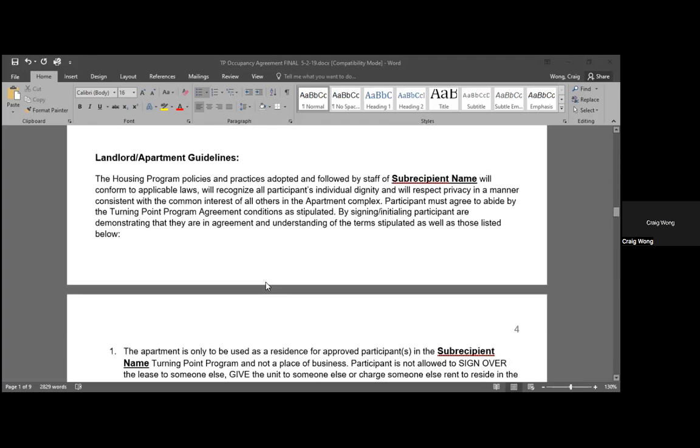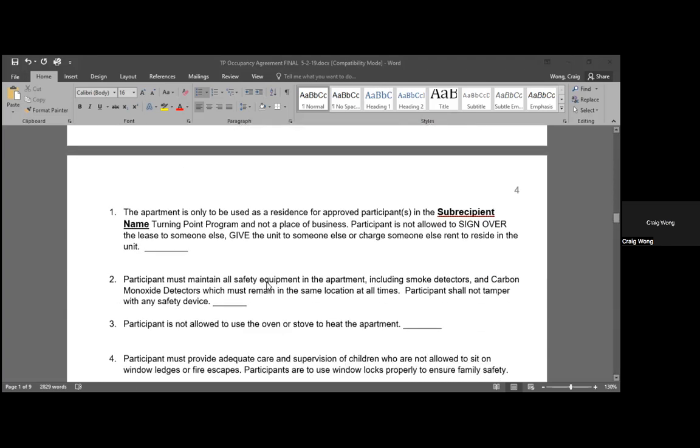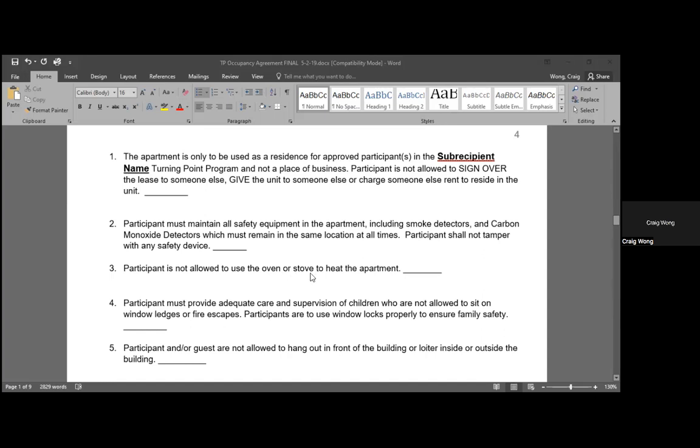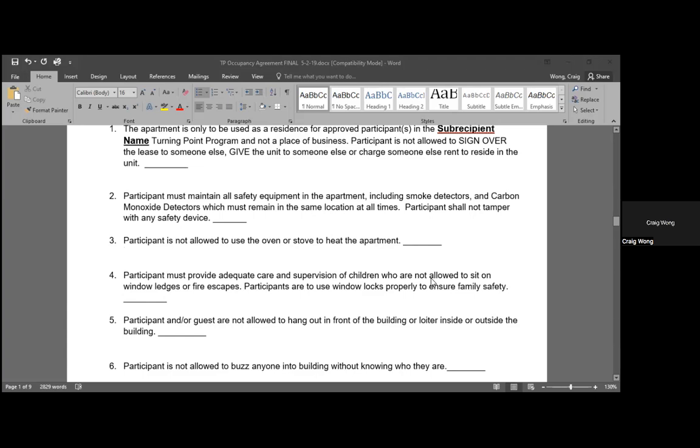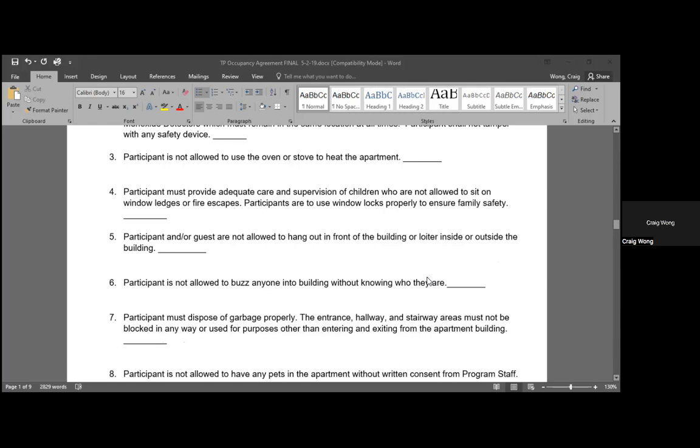Landlord apartment guidelines. This particular part of the occupancy agreement just goes through some basic guidelines and rules for tenancy in a unit. Participants are not allowed to use the oven or stove to heat the apartment. These guidelines promote the health, well-being, and safety of the individual in the apartment, their family, as well as others in the building. We certainly want to maintain healthy relationships with the landlords. So these are very important topics that we discuss with the clients on a monthly basis or at the start of the occupancy.